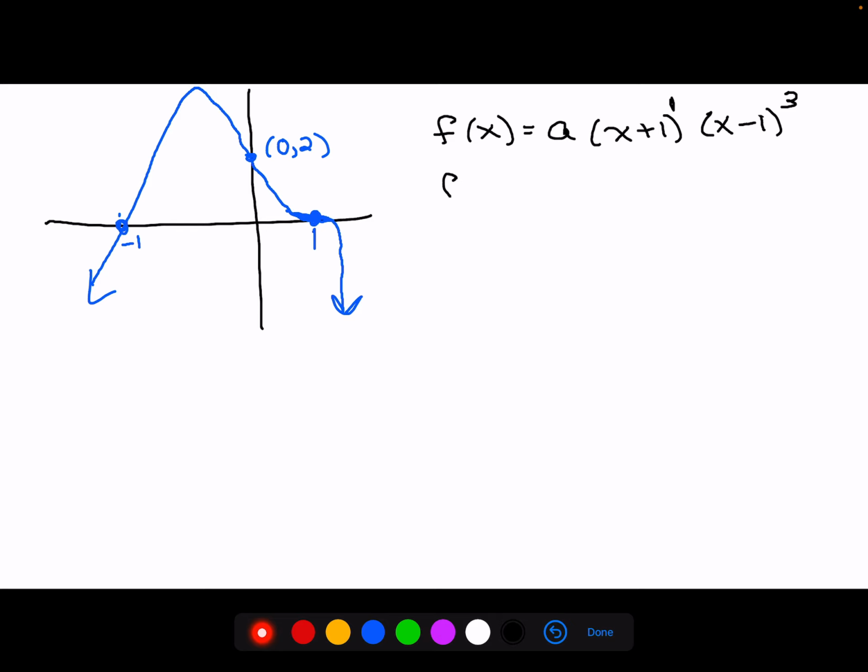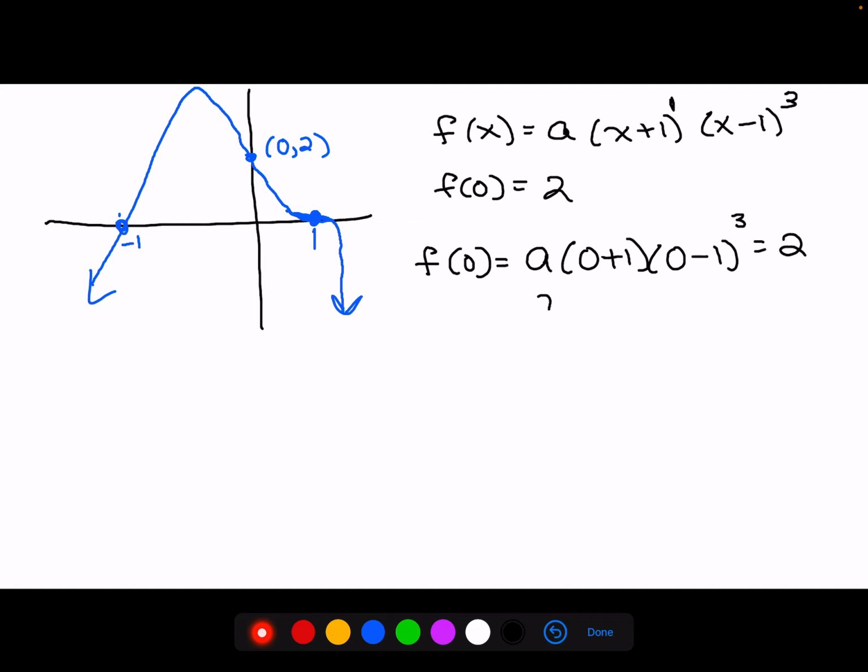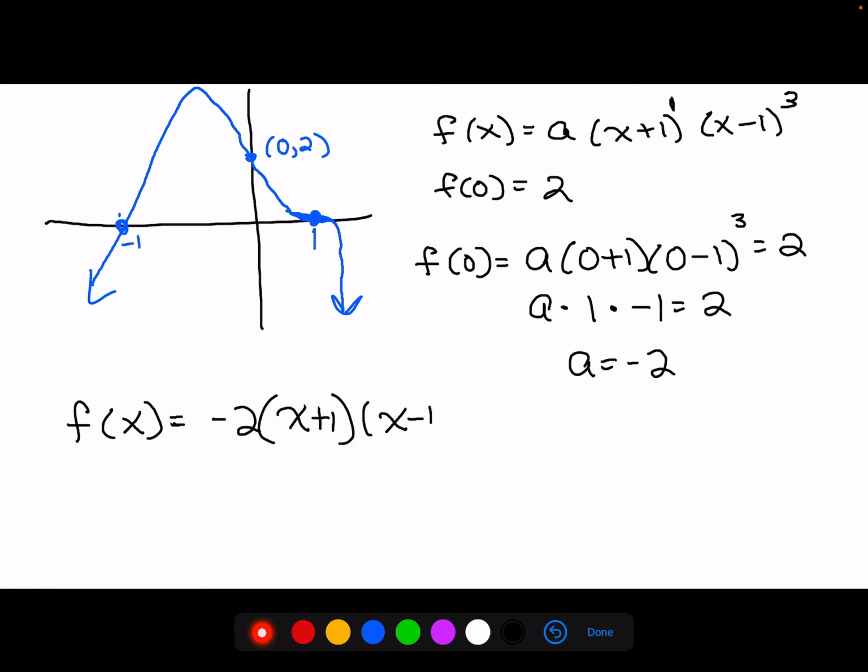Now we know that f at 0 equals 2, so that's going to be valuable for trying to find A, that leading coefficient. So f at 0, if we plug in 0, that has to equal 2. So A times 1 times -1 has to equal 2. So A has to equal -2. So f of x equals -2, that's that A, and then our x plus 1 factor and our x minus 1 cubed factor.